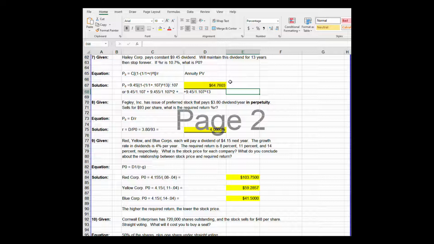The alternate way I could calculate that would be to take $9.45, each individual dividend, and discount it back to today 13 times. So I take $9.45 over 1.107 plus $9.45 over 1.107 squared plus $9.45 over 1.107 cubed, and so on, up to $9.45 over 1.107 to the 13th. Should give you the same answer, $64.76.